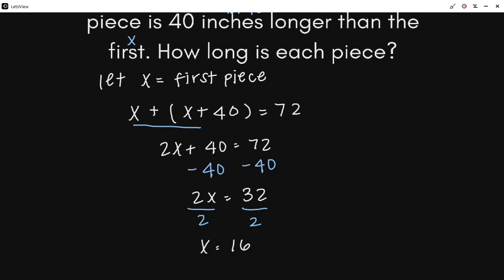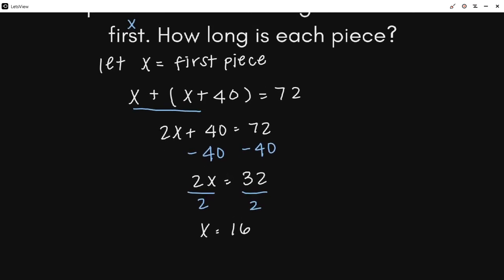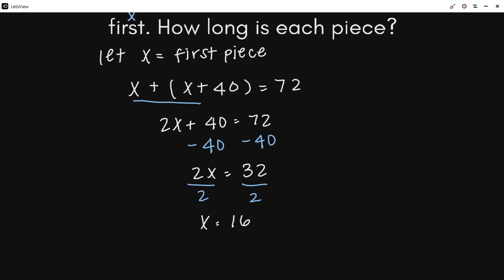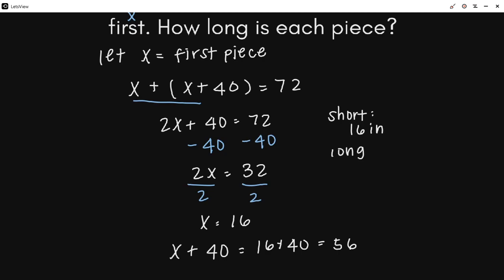So we also have to find out how long the longer piece is. So that was the short one, and the longer one is 40 inches longer. So it'd be x plus 40, which is going to be 16 plus 40, since we know that x is 16, so it's 56. So we have the short piece is 16 inches and the long piece is 56 inches. And don't forget to include units in your answer.